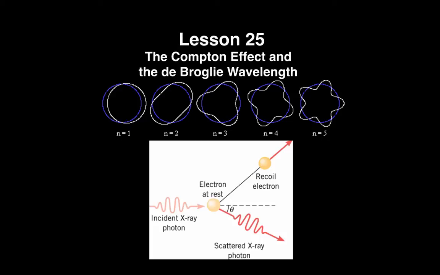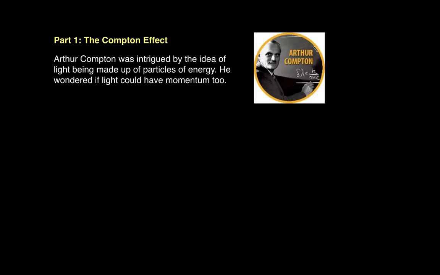Lesson 25, The Compton Effect and the de Broglie Wavelength. Part 1, The Compton Effect. Arthur Compton was intrigued by the idea of light being made up of particles of energy. Since particles have momentum, he wondered if light could have momentum too.